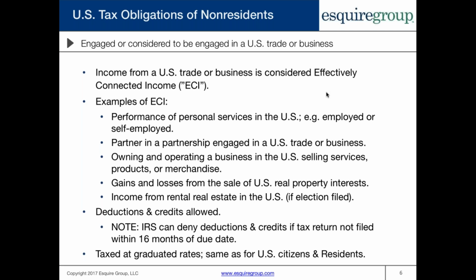Gains and losses from the sale of U.S. real property interests. So if you had a foreigner who was a non-resident alien that sold a piece of real estate in the United States, that would be considered effectively connected income. Also, U.S. rental real estate income is generally FDAP income, but there is an election that can be filed to treat it as effectively connected income.